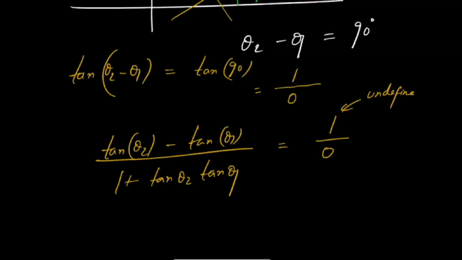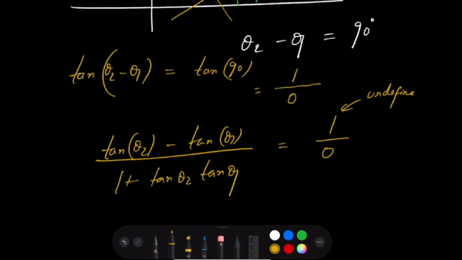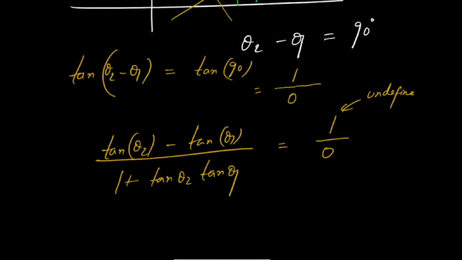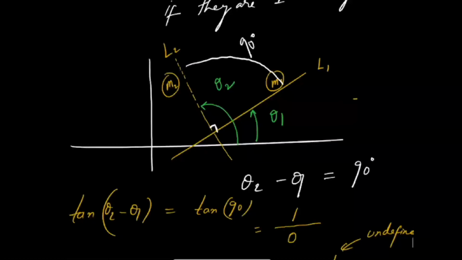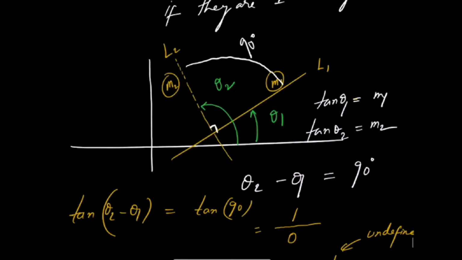Clear? Now, what is tan theta 1? Tan theta 1 is the slope of the first line. Tan theta 1 is m1. And what is tan theta 2? It is the slope of the second line. It is m2. Do you agree?